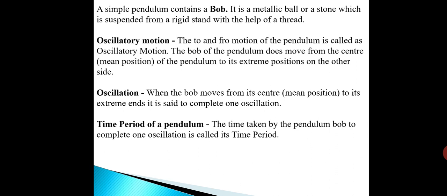So next, we have done the bob, the oscillatory motion, and the oscillation. Now next is the time period. The time period of the pendulum is the time taken by the bob of the pendulum to complete one oscillation. How much time has it taken? It can be 1 second, it can be 1 minute, it depends.